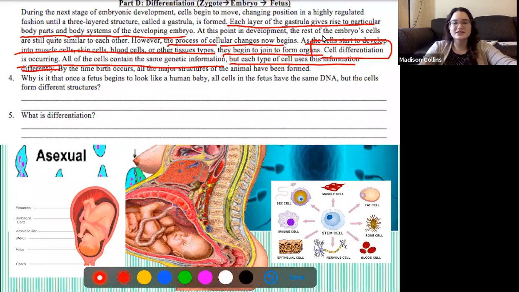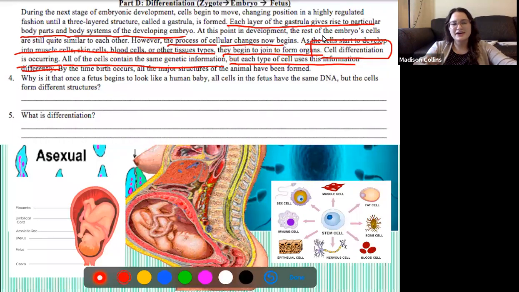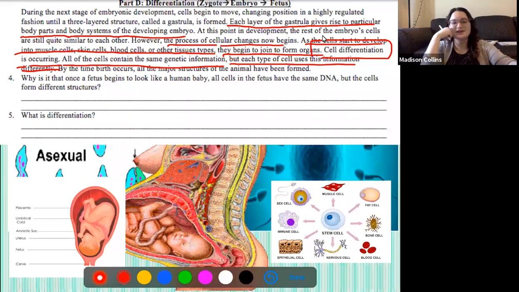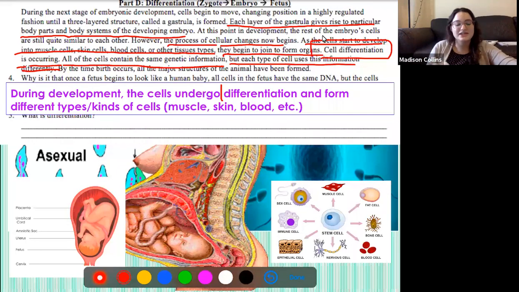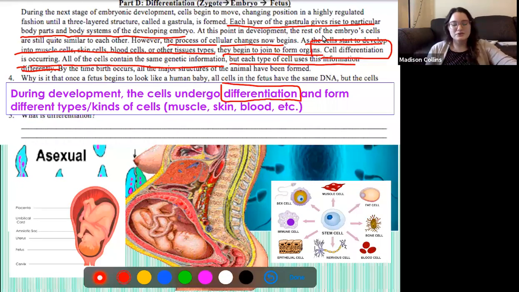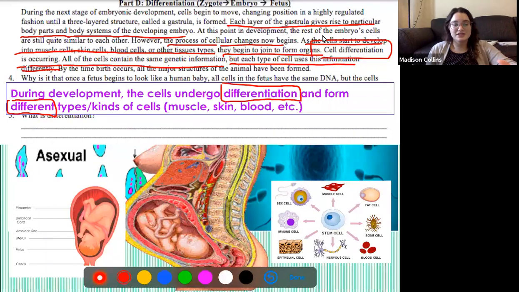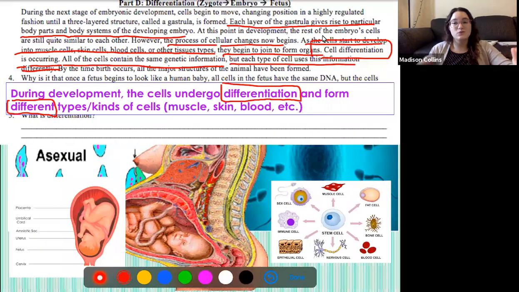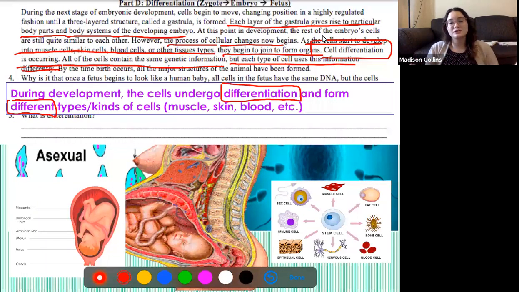All right, so all cells in that fetus have the same DNA, but they start to form different structures and look differently. Why does that happen? Okay, that is because during development, the cells are going to undergo differentiation or cell differentiation and form different types or kinds of cells. So notice that the word differentiation has the word different in front of it. Okay, this is what allows one type of cell or a stem cell, kind of the baseline of cell, to become every other type of cell in your body.